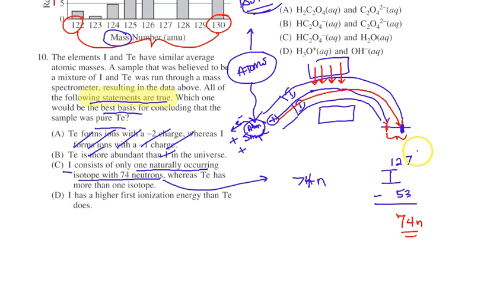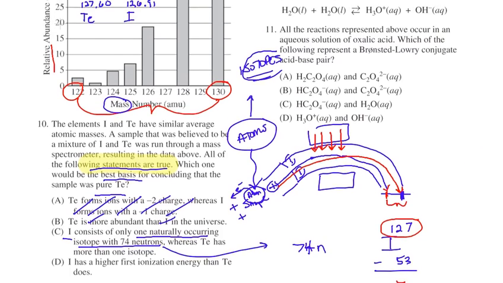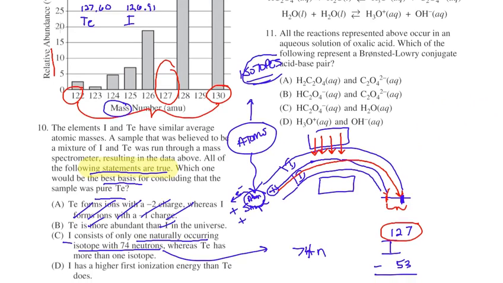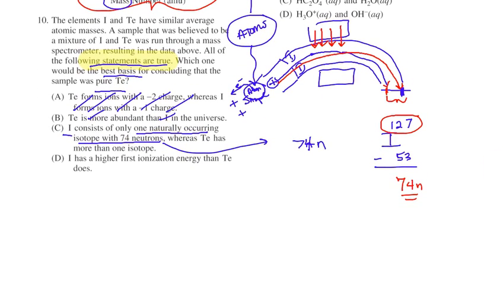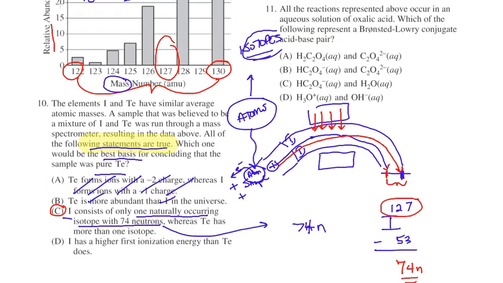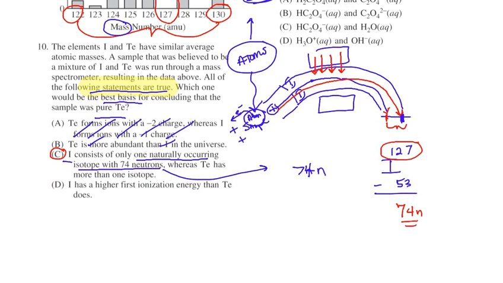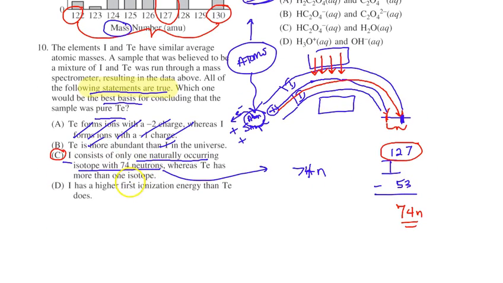So that would mean that I would need to have iodine 127, or a 127 number. And we look here, 127 is missing. So therefore, there is no iodine in this sample, if in fact there is only one naturally occurring isotope. But they said that all the statements are true, so that clearly is telling me that this mass spec data from a sample could only be all tellurium, because there is no 127 there. So clearly that's the best choice. Besides, it's the only one that's talking about isotopes.